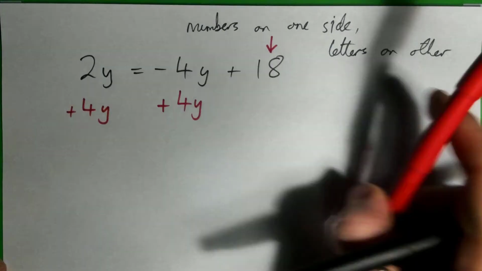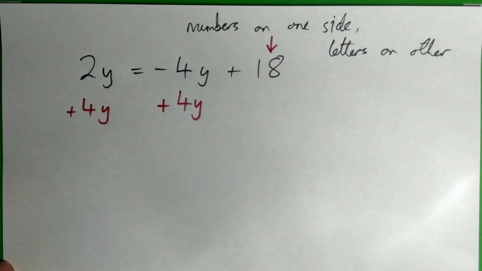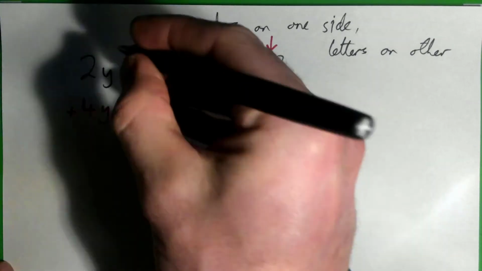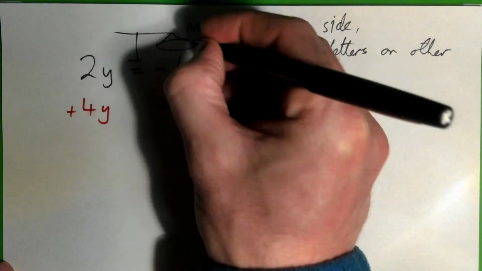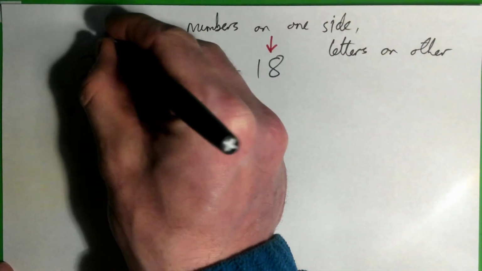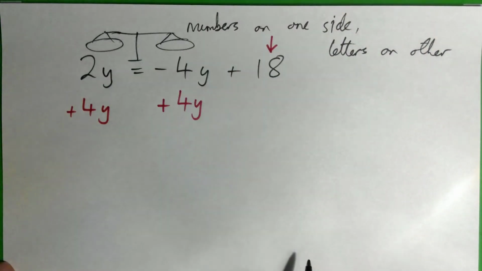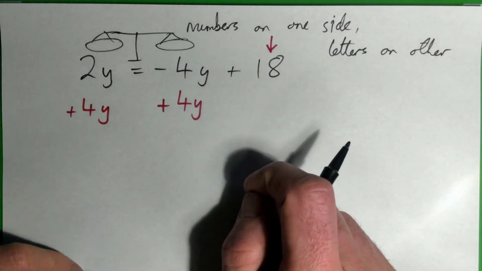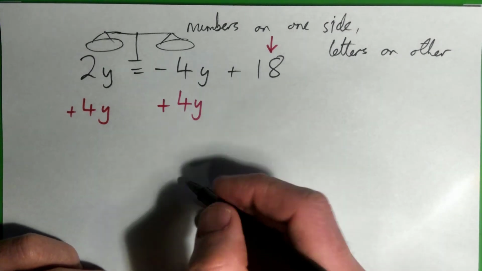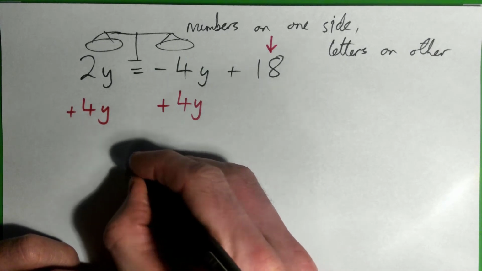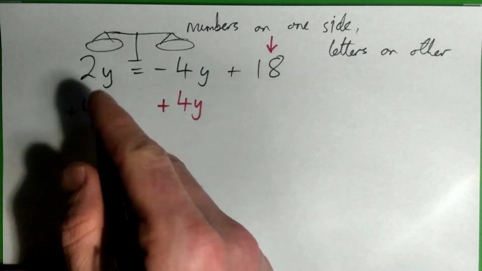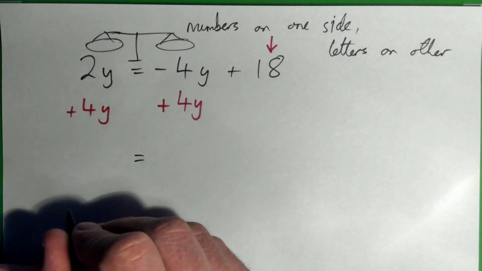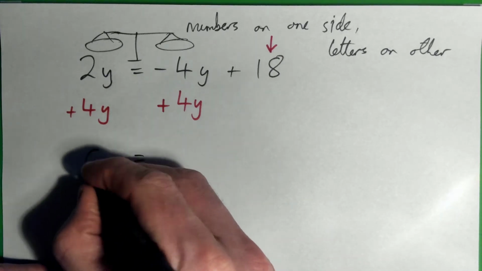So we add 4y to make it go away, to make it 0, right? So we're adding 4y. Because you have to, because the equation is like a scales balance. And if you add something to one side, you must also add it to the other side. So negative 4y plus 4y is 0, isn't it? And 2y plus 4y is 6y.